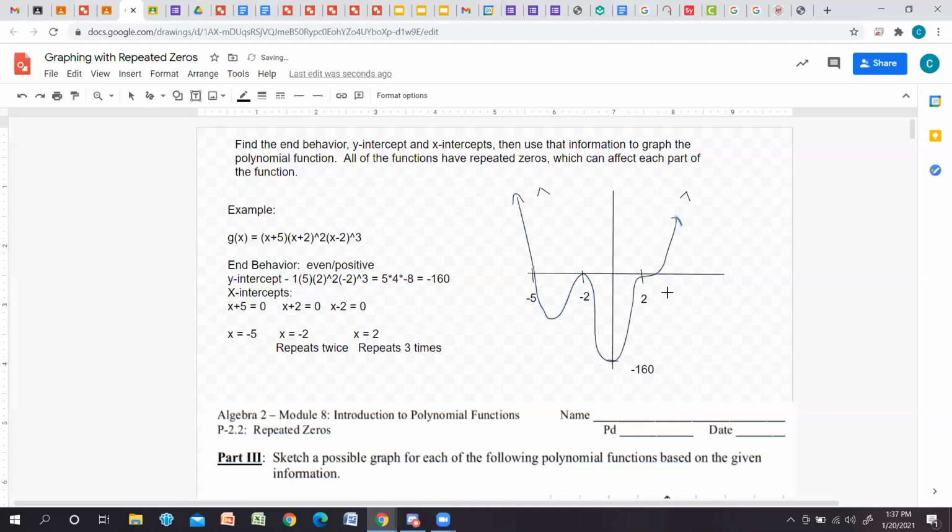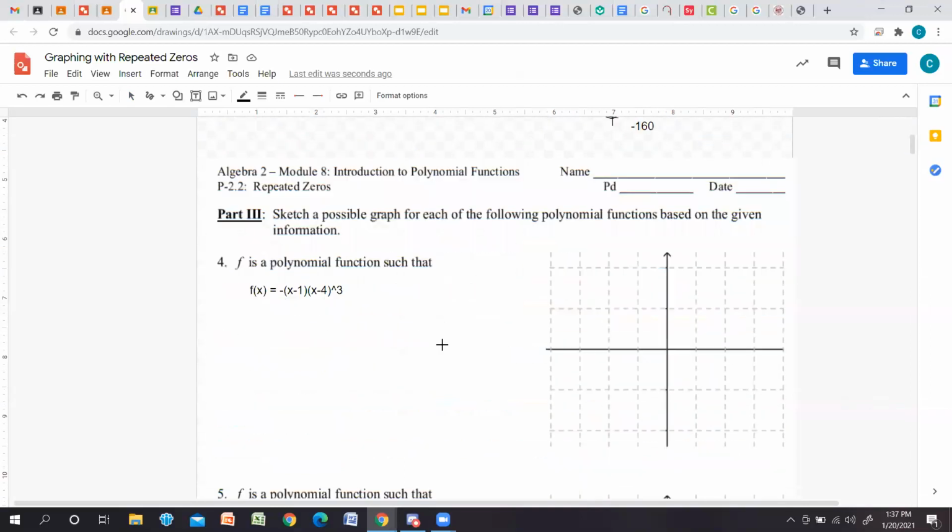And there's our graph, right? So we go through, and I know I usually don't draw it quite right. It should go right through 2, but again, as long as it demonstrates all the correct behavior, notice it goes straight through negative 5, so it bounces off negative 2, goes to y equals negative 160, flattens out at 2 because of the repeated 0, and both ends go up. All right, so that's how we graph out this function, applying all the information we have over here.